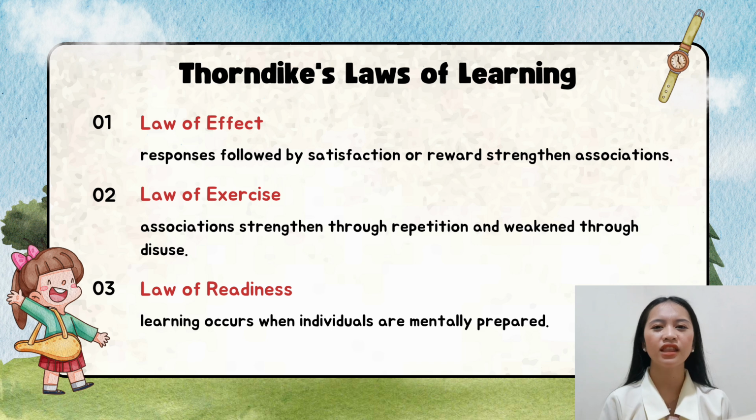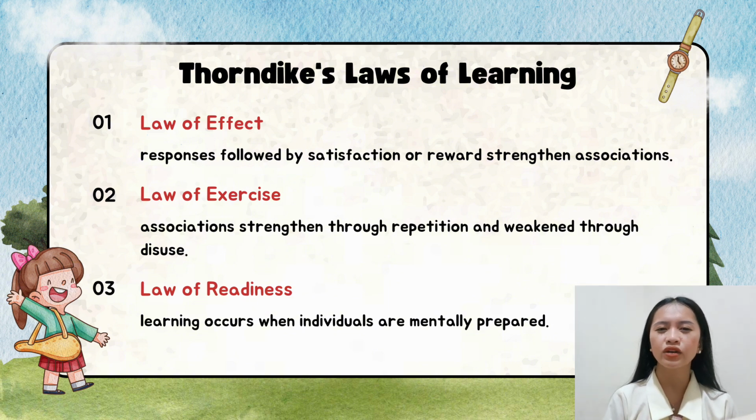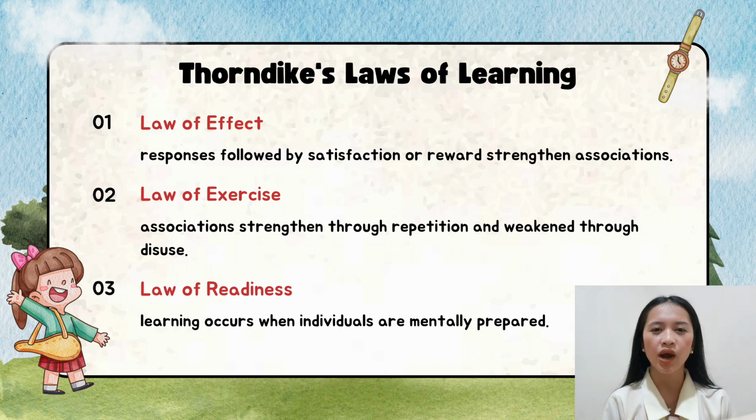Lastly, we have the law of readiness. This law states that learning occurs when individuals are mentally prepared. So Thorndike's law of readiness states that learning occurs when an individual is mentally prepared and motivated to respond to a stimulus. When readiness is present, associations between stimuli and responses form more easily, facilitating effective learning.